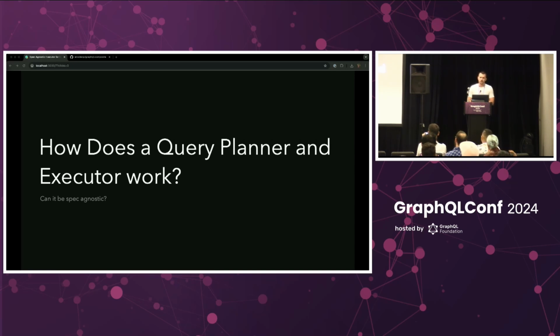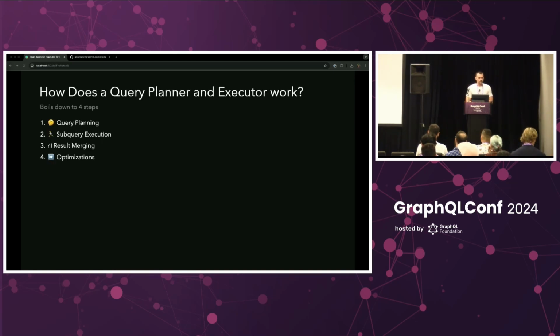Can we have an executor that universally can cover all possible federation specs, not these two, but potentially future ones? And finally, is a spec-agnostic query planner and executor even possible? So let's see.